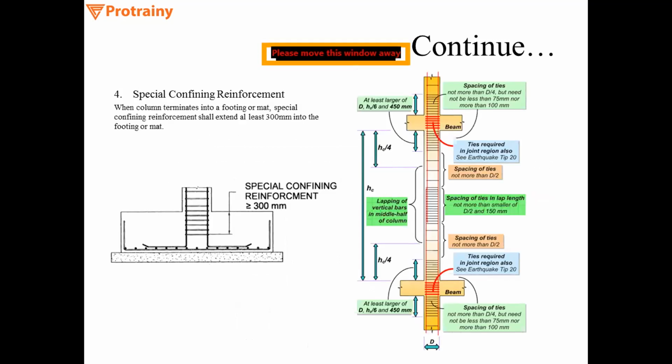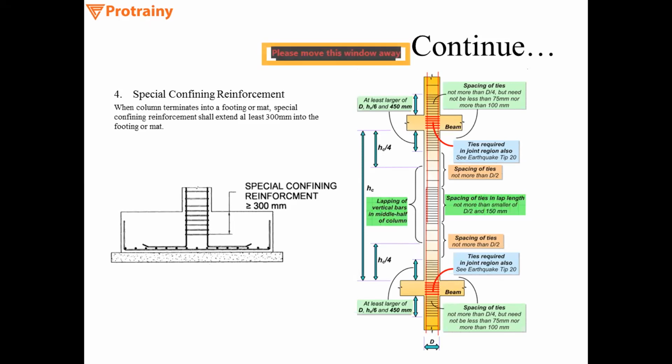Coming to another slide. Special confining reinforcement. Confinements are the zones where confinement intervals are provided to ensure a proper load transfer mechanism within the beam and the column.